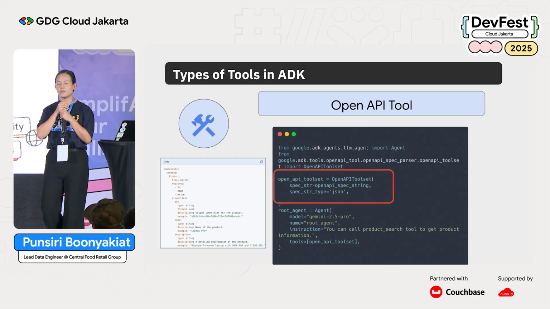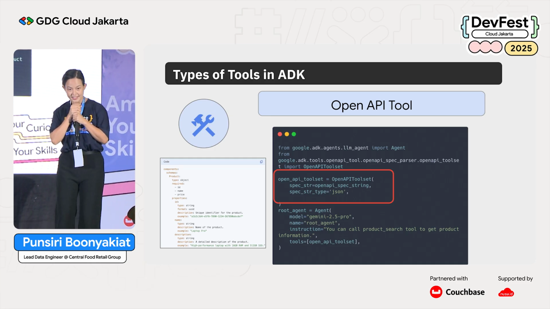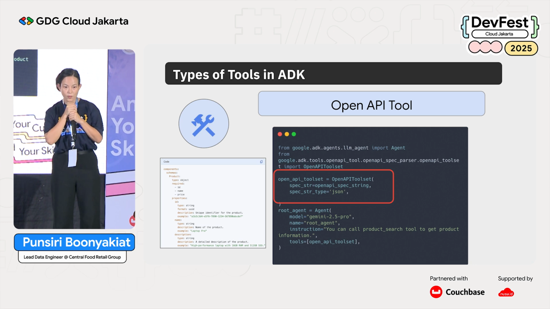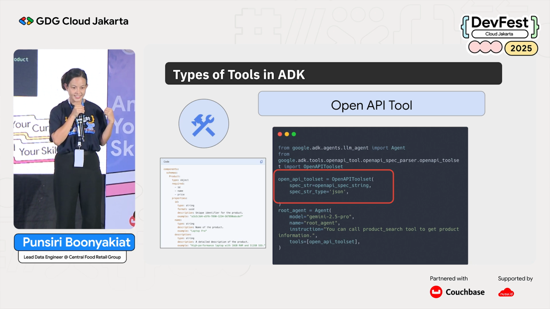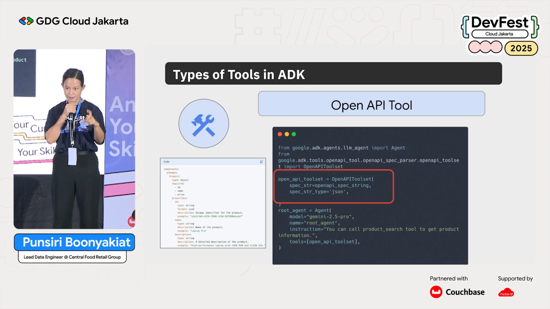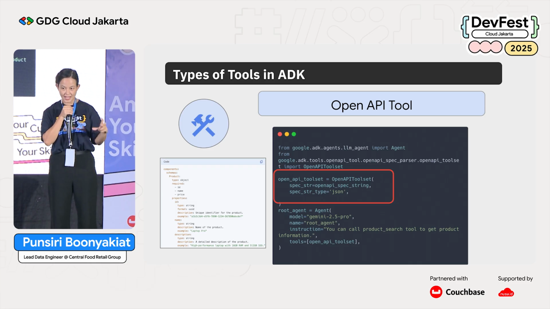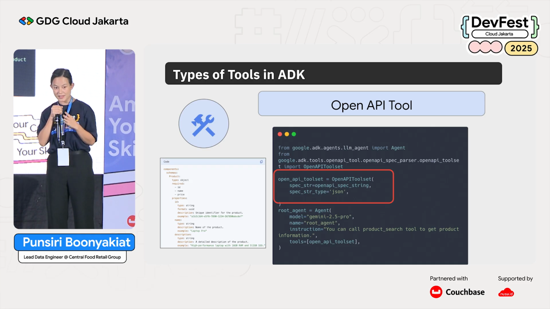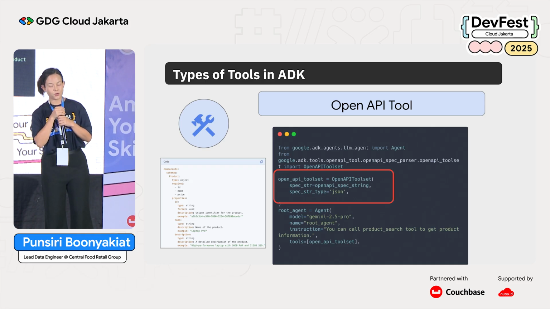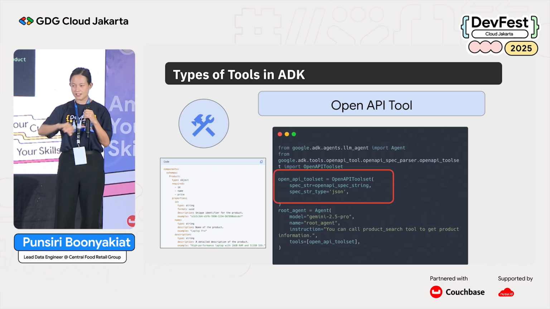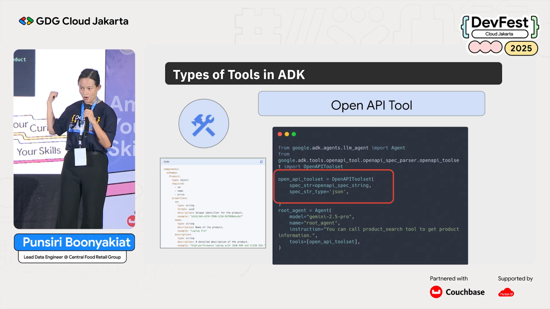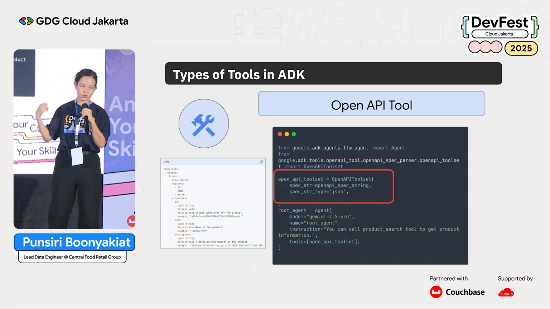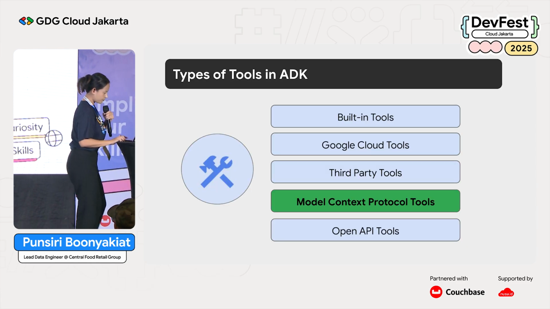If you already have the API and you want to connect your API to the AI agent, you just write the specification of that API and throw it to your agent. Then your agent will know how to call the API. So you don't need to build the API or the function from scratch. If you have the API already, you can use this OpenAPI tool.